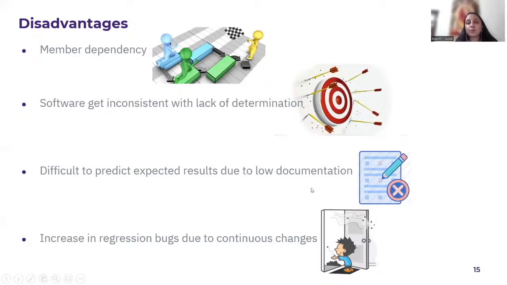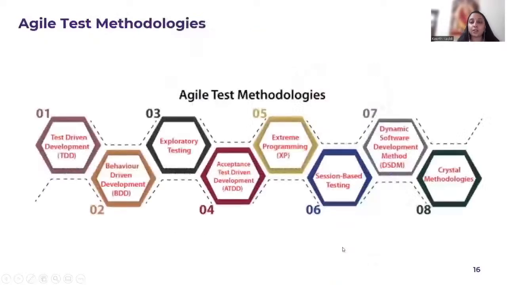Difficult to predict the expected results due to low documentation. So we recommend maintaining at least a minimal checklist to get the documentation ready. Increase in regression bugs due to continuous changes. Since there are dynamic changes in agile requirements, we recommend doing regression as much as possible using automation.